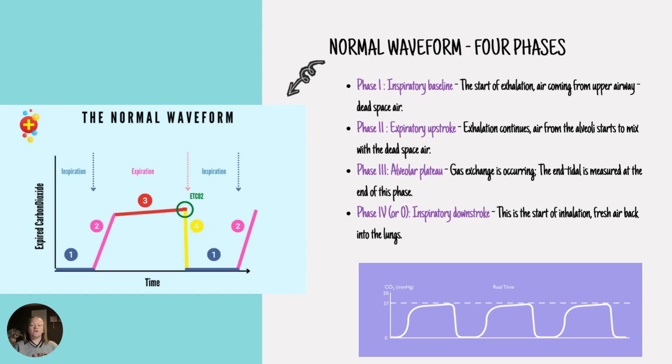Phase 3, the alveolar plateau. Exhalation is coming now from the alveoli, so gas exchange is occurring. This should show a flat or a slightly rising, high and steady slope. The end-tidal is actually measured at the end of this phase right here, which is the highest point before inhalation begins. Which brings us to phase 0, also known as phase 4, which is our inspiratory downstroke. This is the beginning of inhalation. So fresh air is coming back into the lungs, the waveform falls back down to 0, and then we start over again.